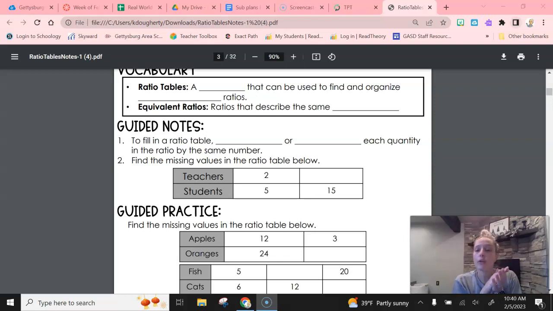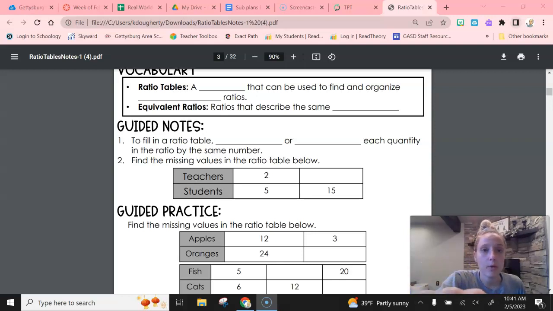They're saying, well, what if we increase the students to 15 students? So that means the students are getting bigger or smaller? Yeah, they're getting bigger, which means we're either multiplying or dividing. Which one are we doing? You should have said multiplying.